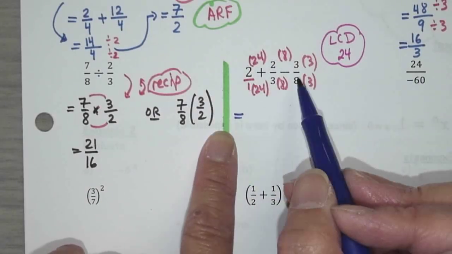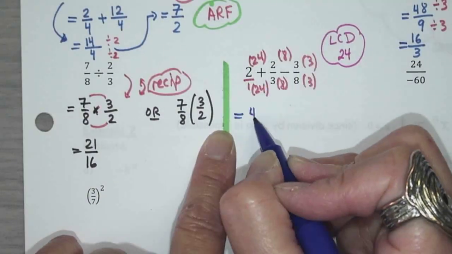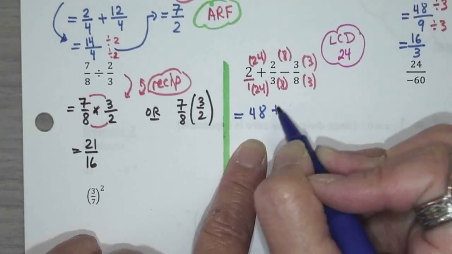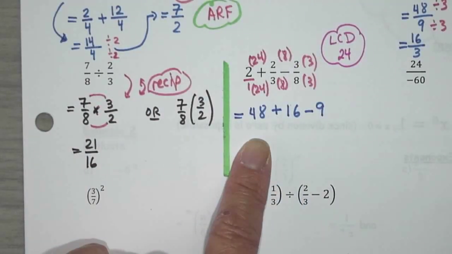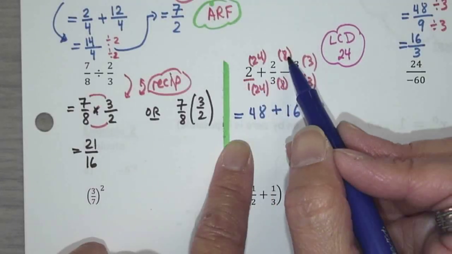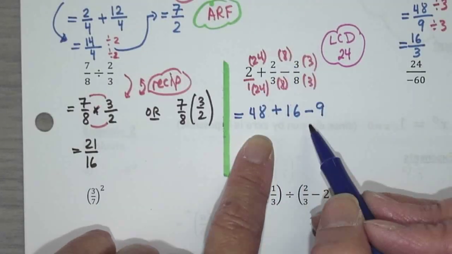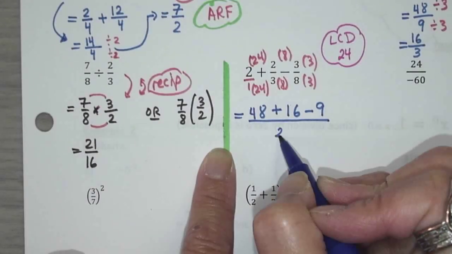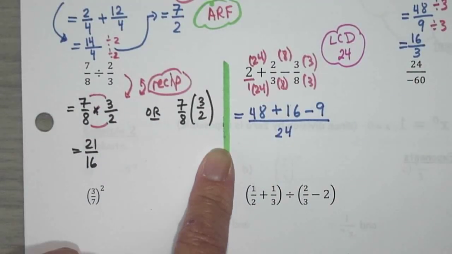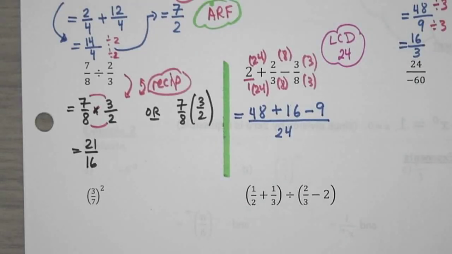Yeah, so if you don't want to show that step, then I would see 48 plus 16 minus 9, like that, right? 24 times 2, 8 times the 2, it's a plus, 3 times 3 is a minus. You can put it all over the 24, because they're all sharing the 24, or each one individually. But you can put it all over.